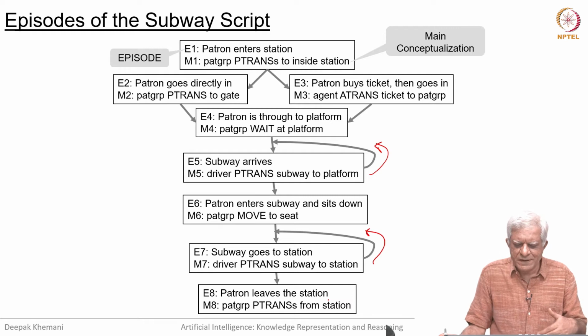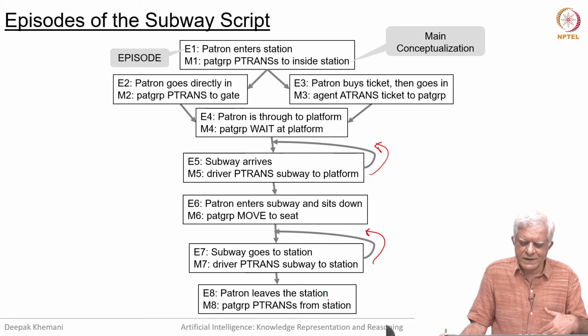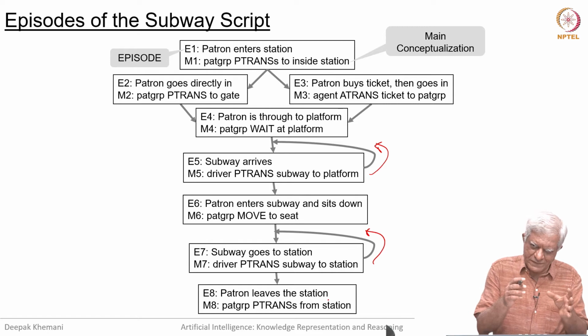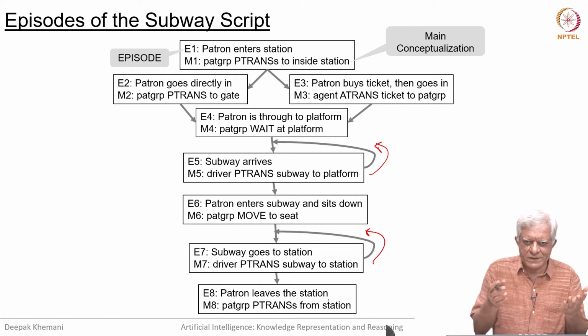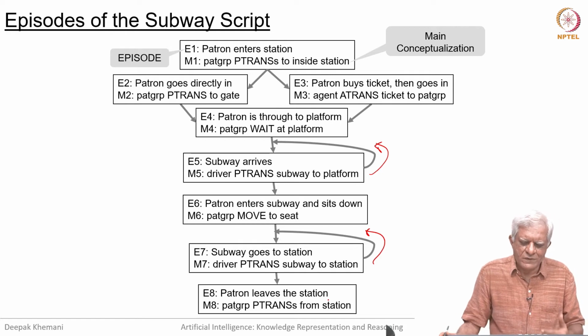So, what is this script? Let us do a very quick recap. At the top level, we are seeing that somebody enters the station, then there are two branches, that either you go directly to the platform or you first buy a ticket and go to the platform. And we know that both models apply in most of the kind of travel we do nowadays.